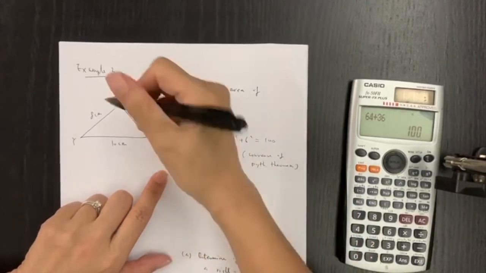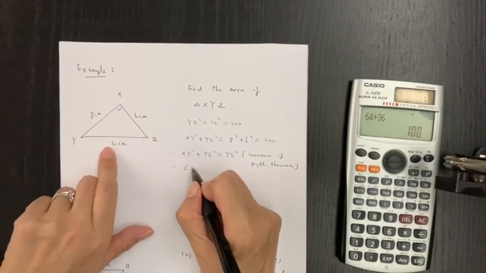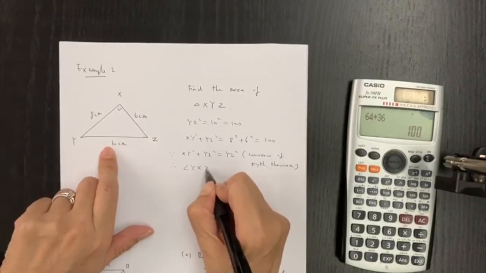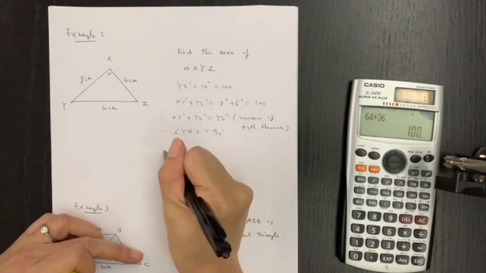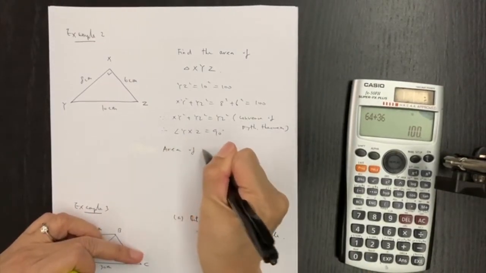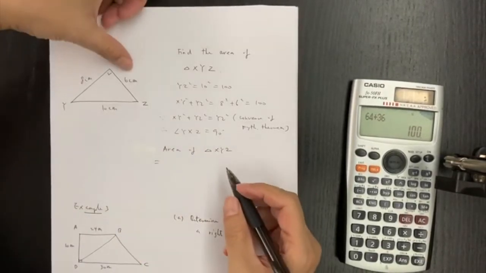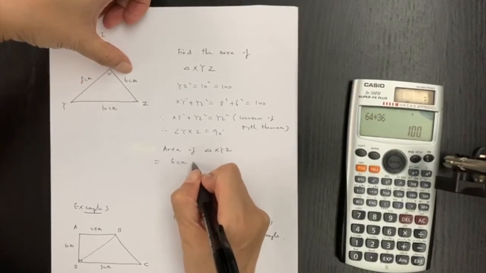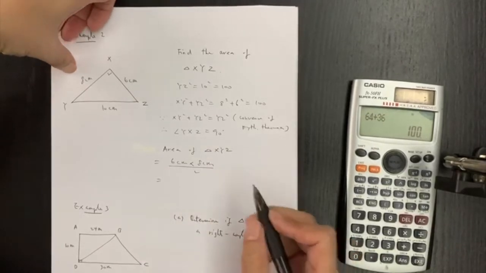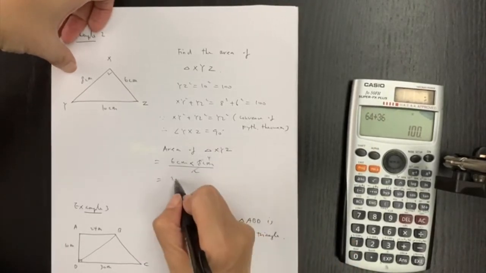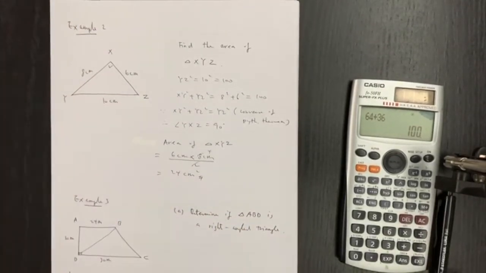Okay, so therefore this one is a right angle. So angle YXZ is equal to 90 degrees. Now I can use the formula to find the area of triangle XYZ, which is equal to the base, 6 cm, times 8 cm, divided by 2. So this is 24 cm squared. So this is how I do this question.